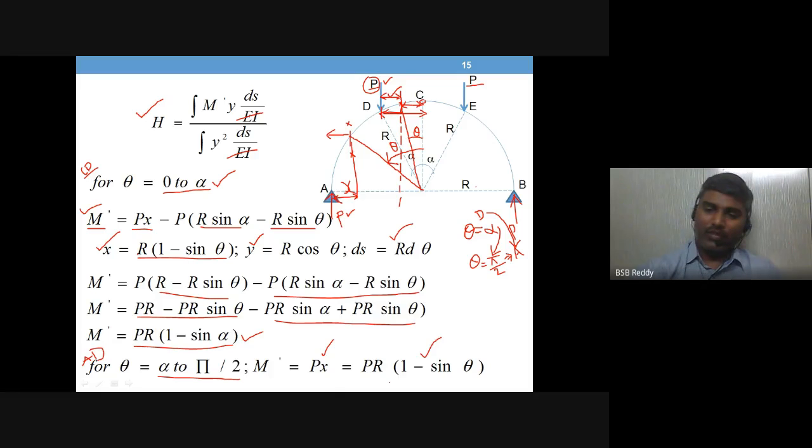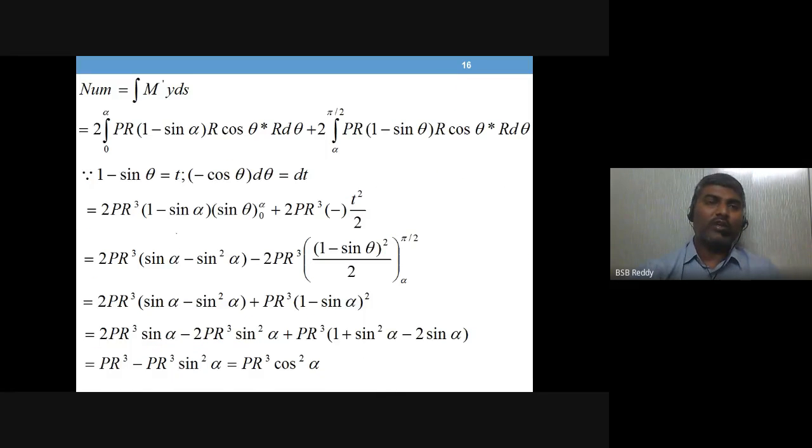Now coming to the numerator evaluation. So the numerator is finally the integral of m dash y ds, theta 0 to pi by 2. It is actually 0 to pi by 2, but m dash is not the same from 0 to pi by 2. You have two values of m dash, one from 0 to alpha, and from alpha to pi by 2 another m dash value. Why is that happening?